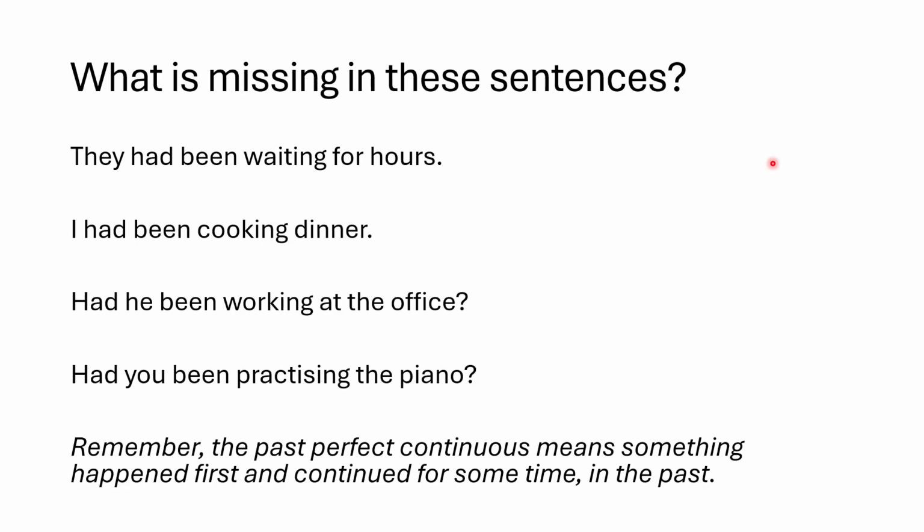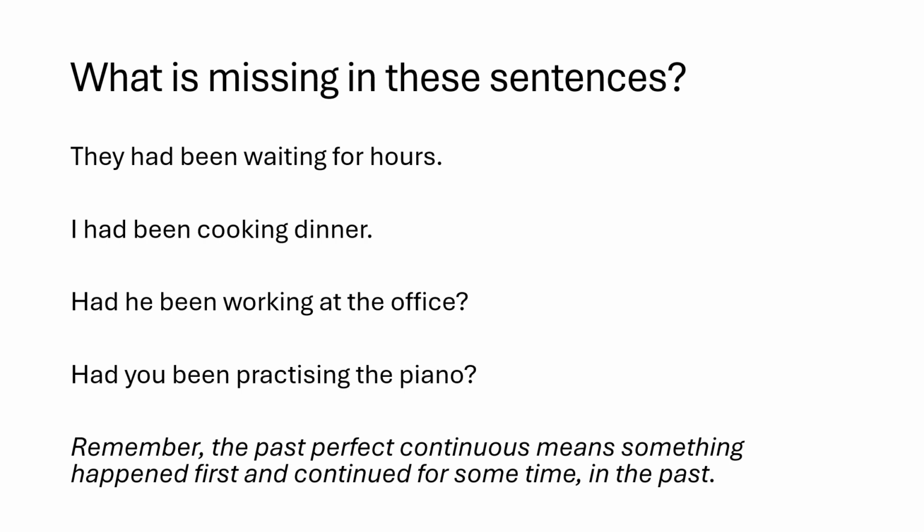What is missing in these sentences? They had been waiting for hours. I had been cooking dinner. Had he been working at the office? Had you been practicing the piano? You might notice that the second action is missing in these sentences. That's because the second action is implied.